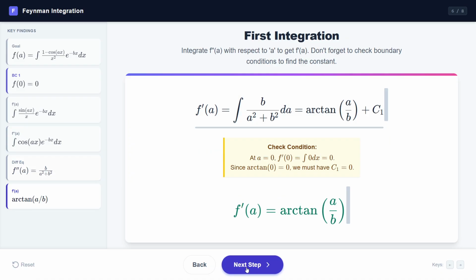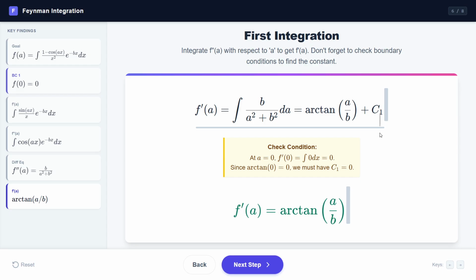All right. So let's go back to f prime of a by integrating our second derivative. Again, integrating this is fairly standard. It evaluates to arctangent a over b plus a constant of integration.